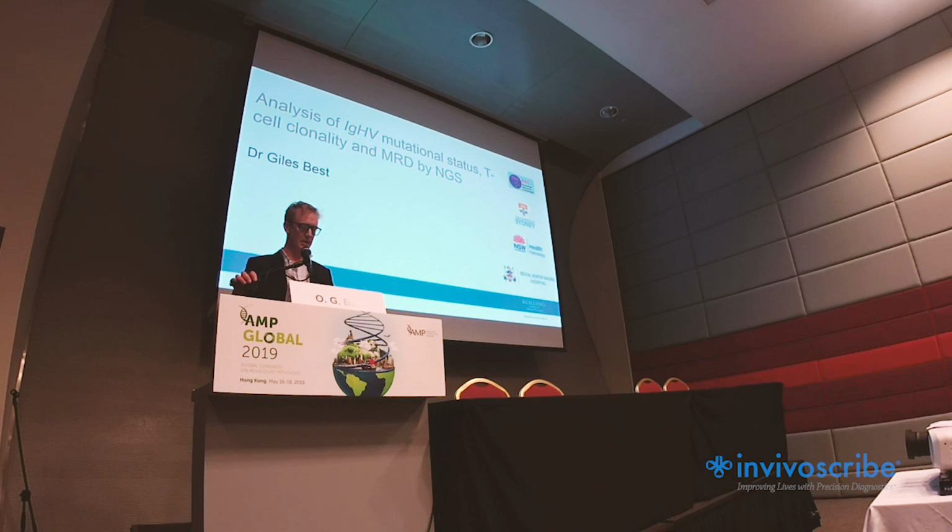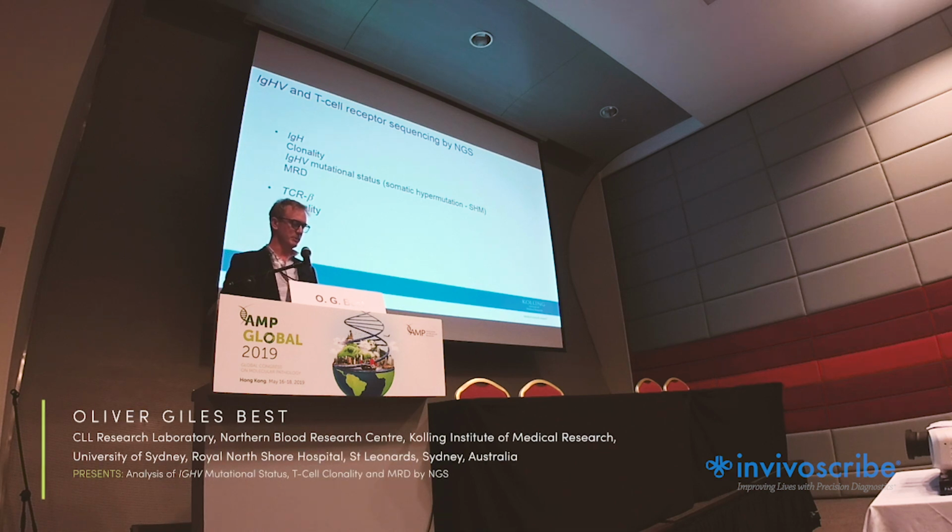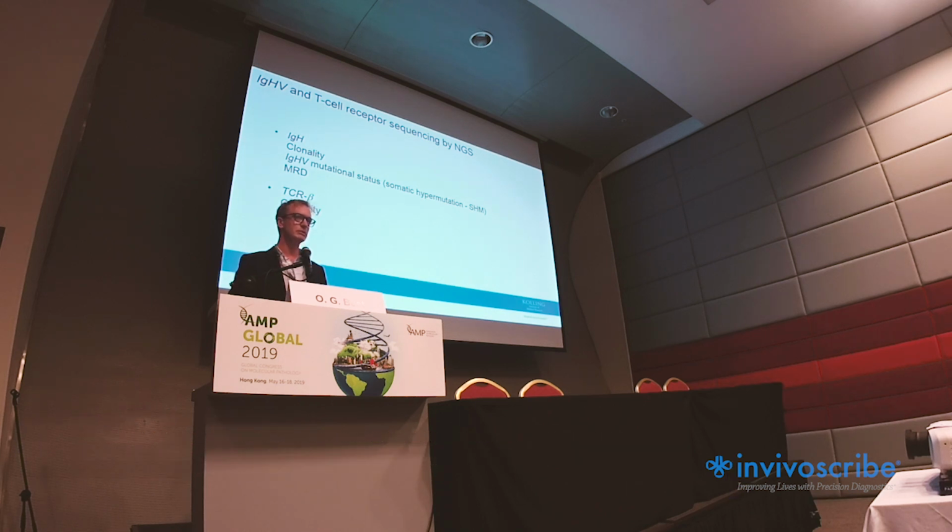I'm going to talk about our use of the Invivoscribe kits to analyze IGVH mutational status, T-cell clonality, and MRD by NGS. So as I said, we've been looking at the IGH and TCR beta. We've looked at clonality assessment using both kits. And for the IGH, we've also looked at IGVH mutational status. And for both IGH and TCR, we've also looked at MRD status and how the Invivoscribe kits could be used for these assessments.